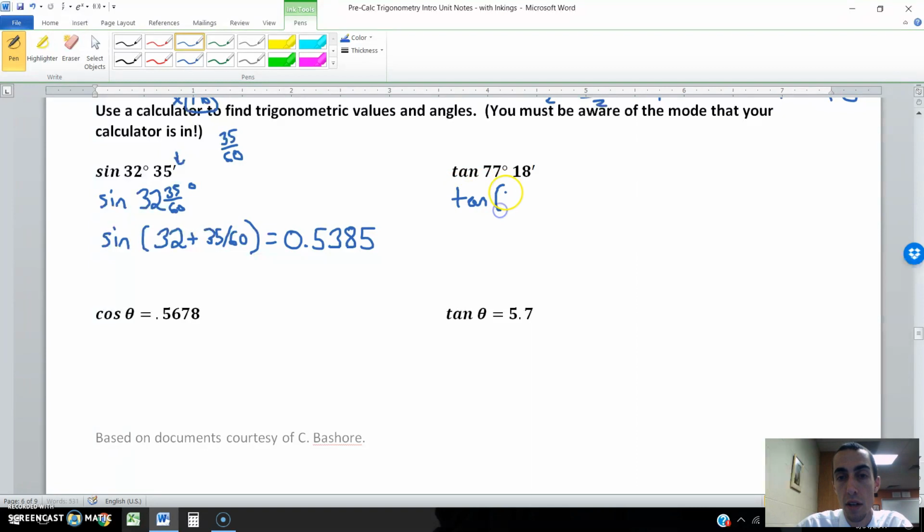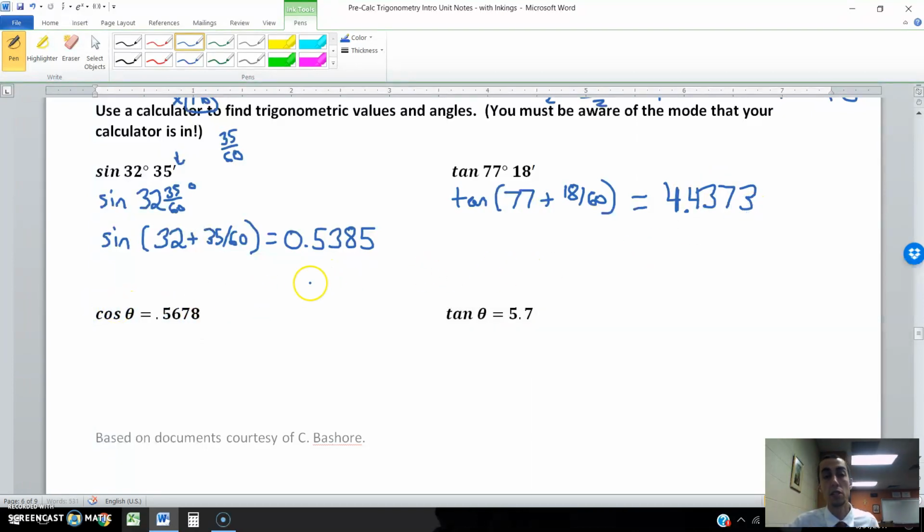Do the same sort of thing with the second one here. Do the tangent of 77 plus 18 60ths, and your calculator is going to give an output, rounded to the nearest 4 decimal places, of 4.4373.